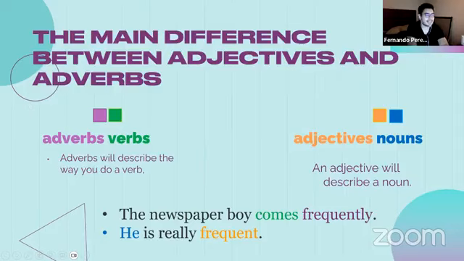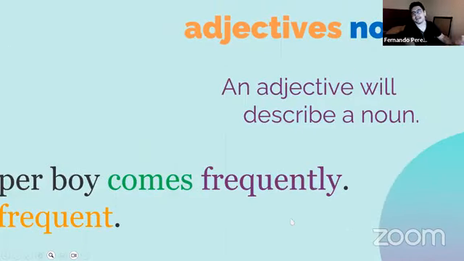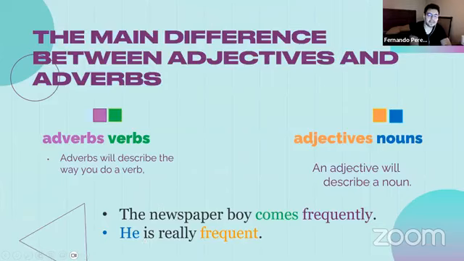In this slide, you can see the difference between frequent versus frequently. Look at these examples. The newspaper boy comes frequently. And the second is that he is really frequent. Think about these examples for a second. Both are descriptions. Frequently is a description and frequent is a description, but they are describing different things.